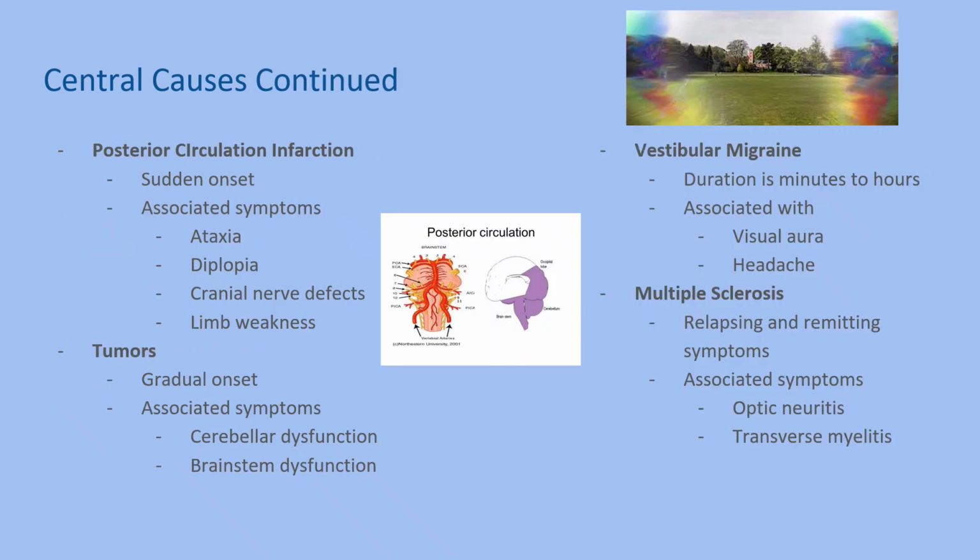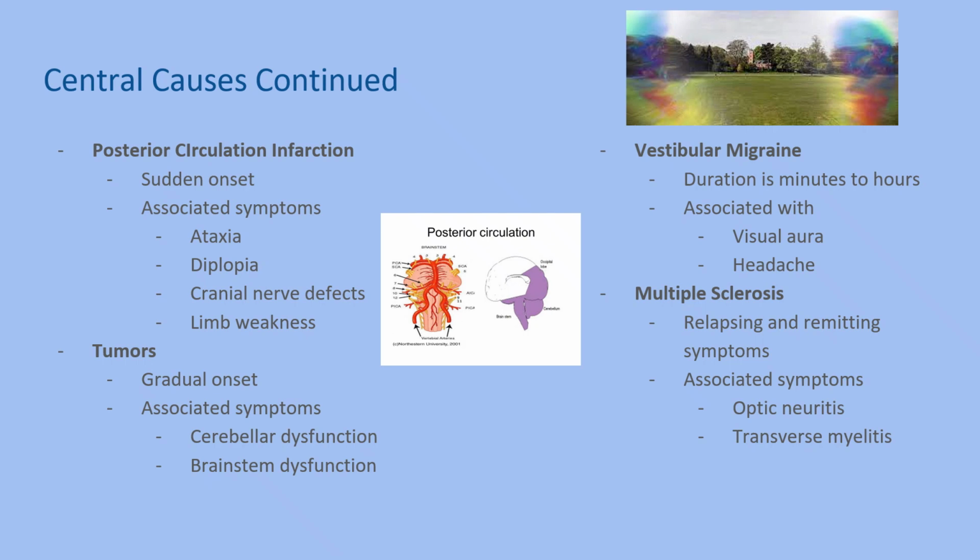Posterior circulation infarcts, also known as strokes, can cause vertigo. The onset is sudden, but often accompanied by ataxia, diplopia, cranial nerve defects, and limb weakness. Tumors can also cause vertigo. Often the tumors are in the brainstem or cerebellum, and the associated symptoms can be similar to a stroke, but the big difference is the onset is gradual.